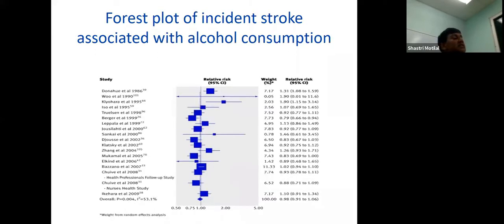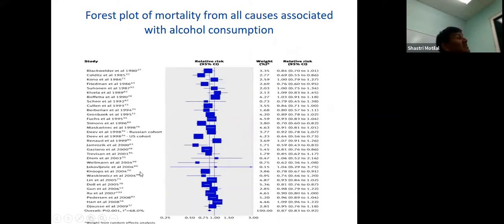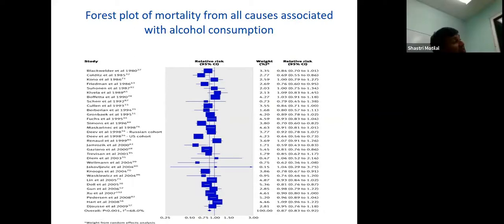Okay. This one, the diamond is non-significant. It includes the value 1. You could see it crossing the line. You could confirm 0.9 to 1.06. I squared, more than 50%. That's right. This one, crossing the line. I squared, 73%. That's right. This one, significant. This one is significant. That's right. I squared, heterogeneous.